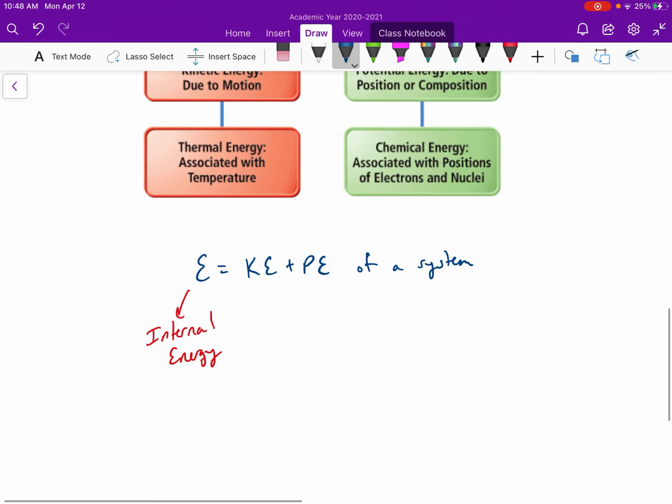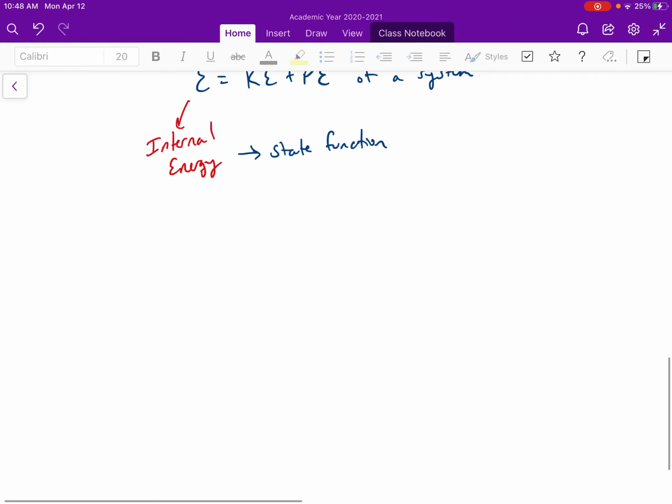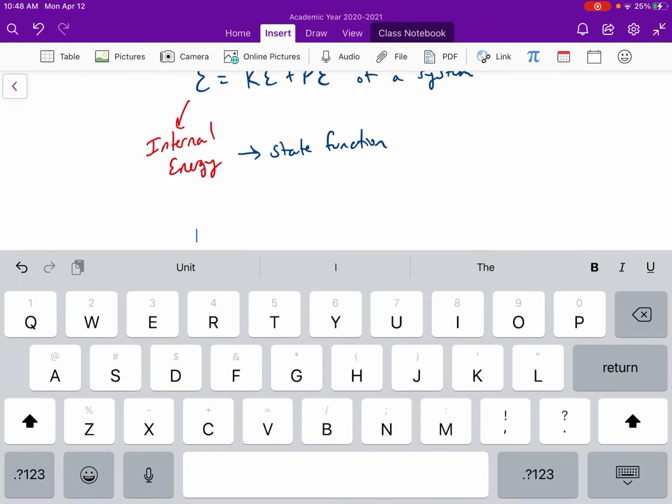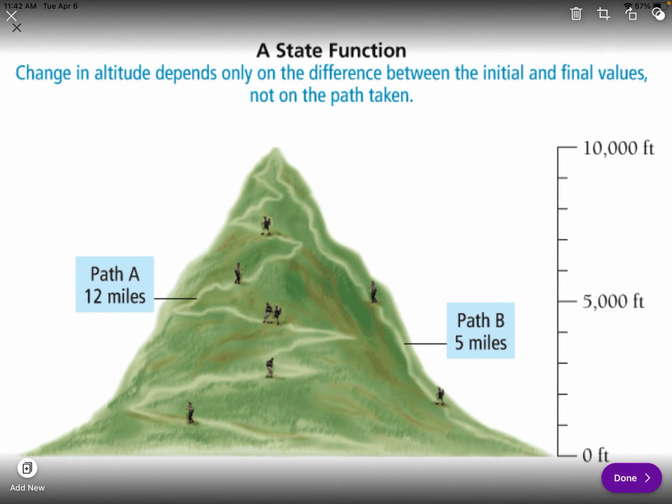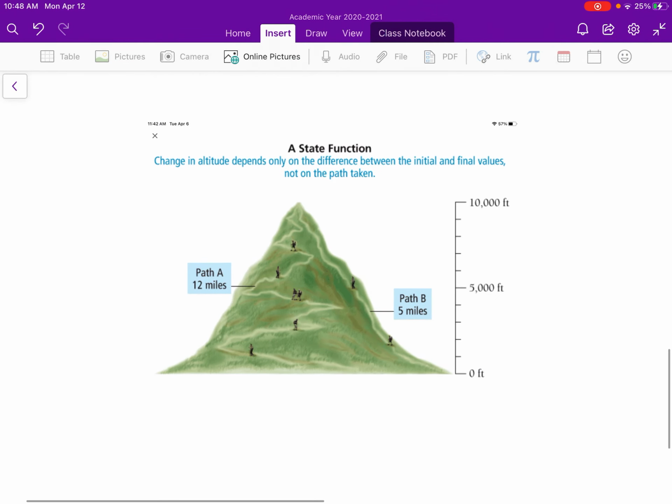This is what we call a state function, okay? There's a lot of state functions in thermodynamics. So what I mean by a state function is that the value of this energy only depends on the state of the system, not how the system got there. And it's way easier to describe with an image. So that's what I'm going to do here. Insert image, mountain. There we go. Okay. So looking at this image.